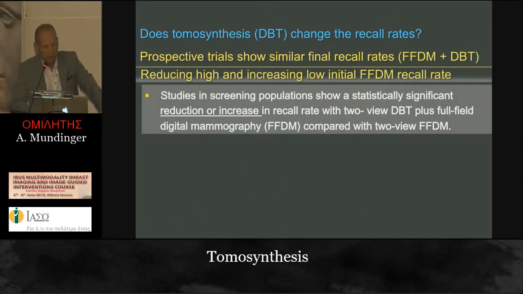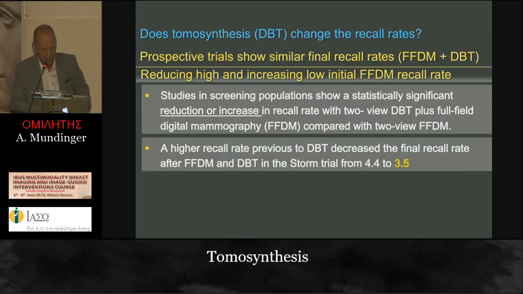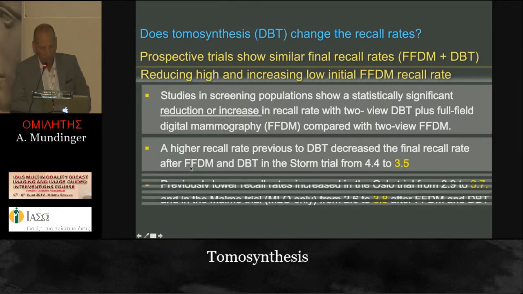But if you look not only at the prospective trials, but all the trials, there's sometimes a decrease of the recall rate and sometimes an increase of the recall rate. How can we explain this? It depends on where your primary recall rate was located. Was it high or was it low? In those studies with a higher than average recall rate for Europe, the DBT decreased the final recall rate after digital mammography, for example in the STORM trial.